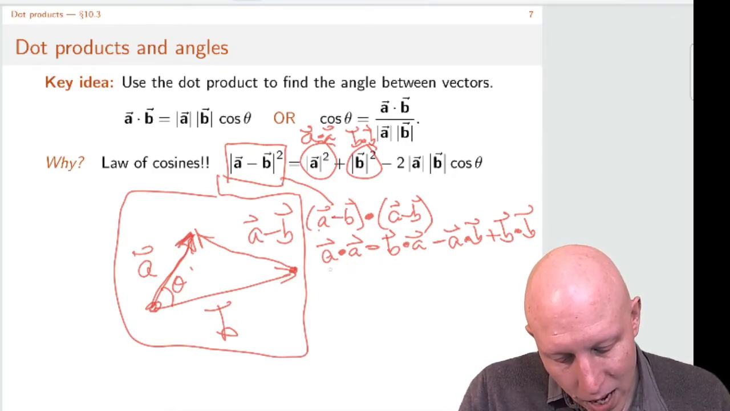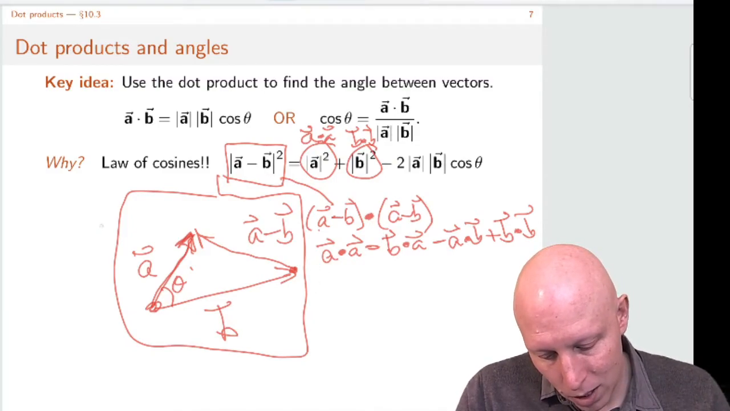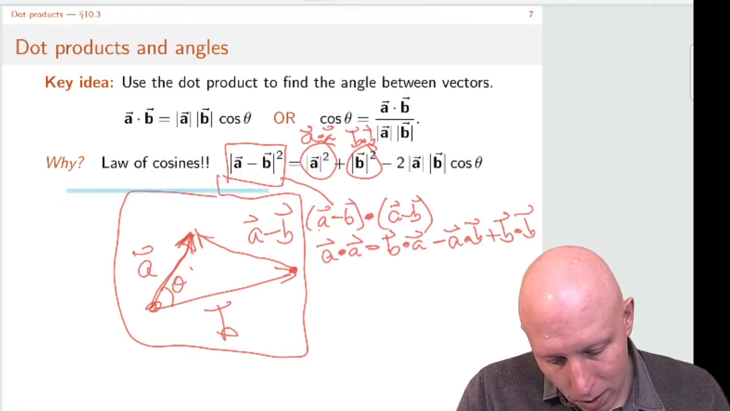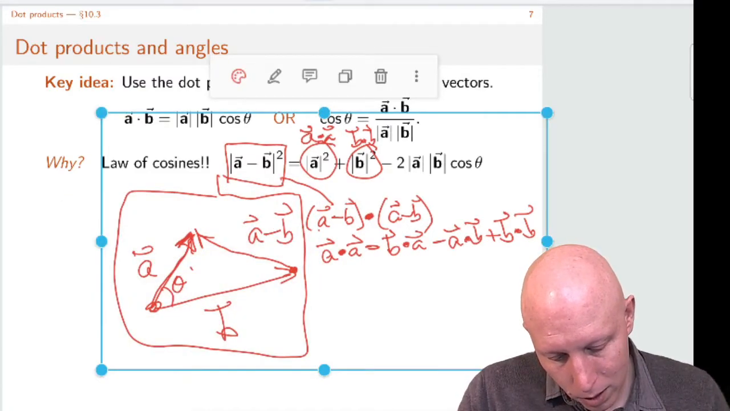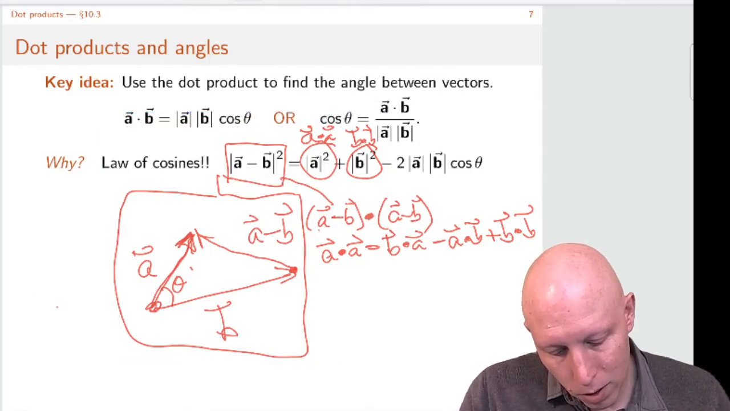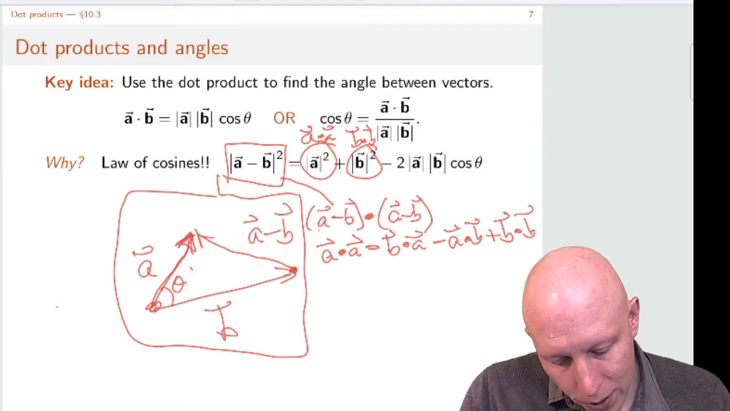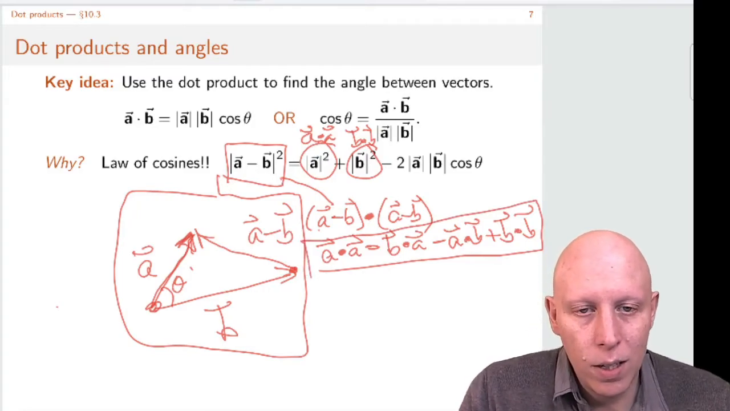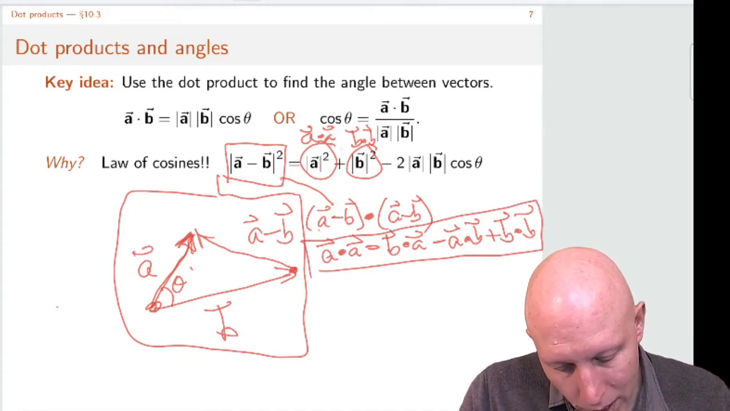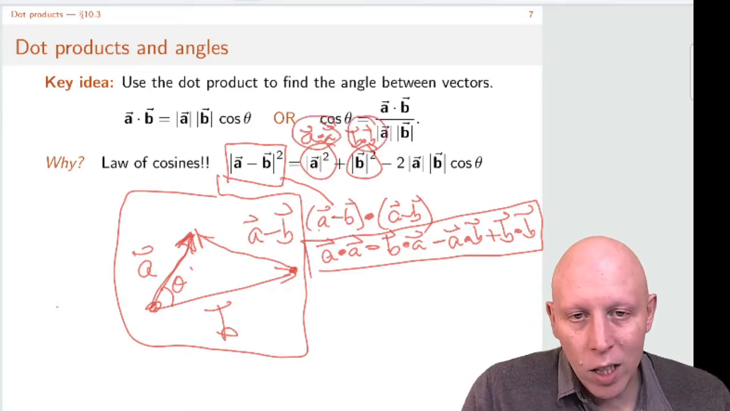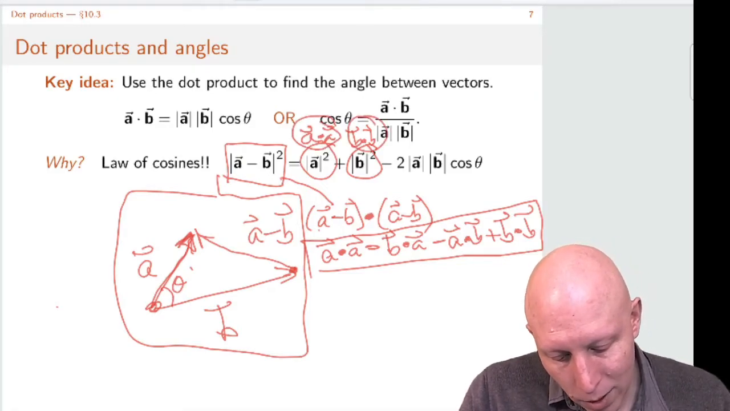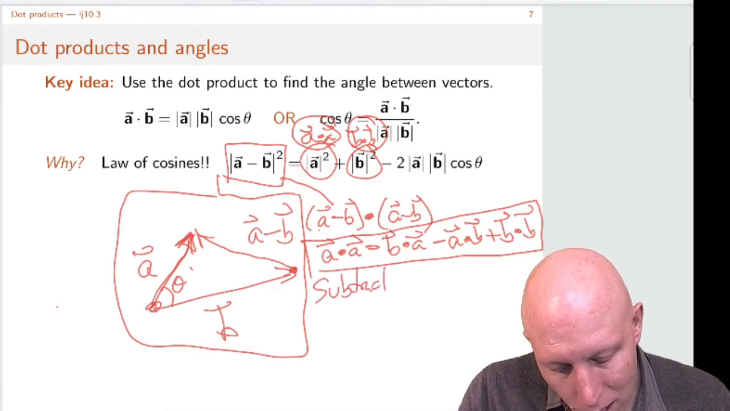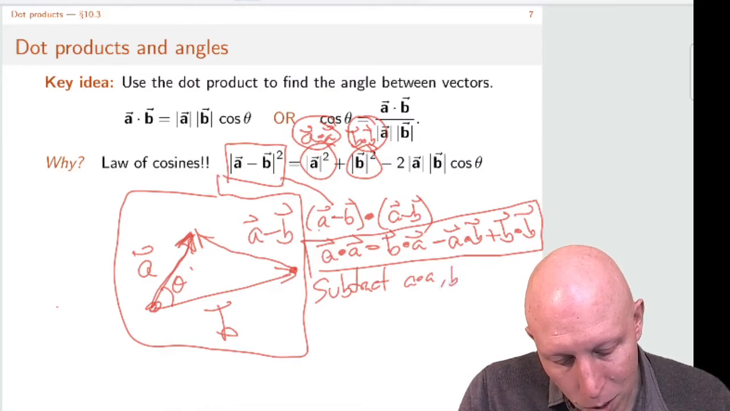So this left-hand side is this expression, and the right-hand side has the A dot A and the B dot B in it. So let's subtract A dot A and B dot B from both sides.